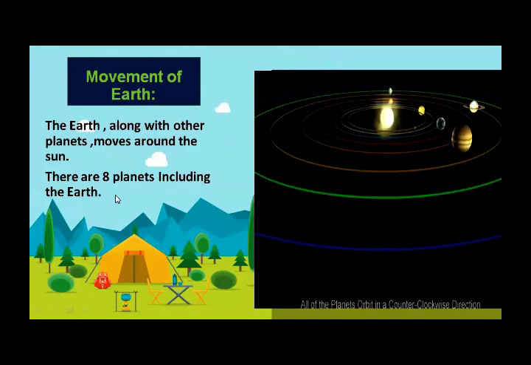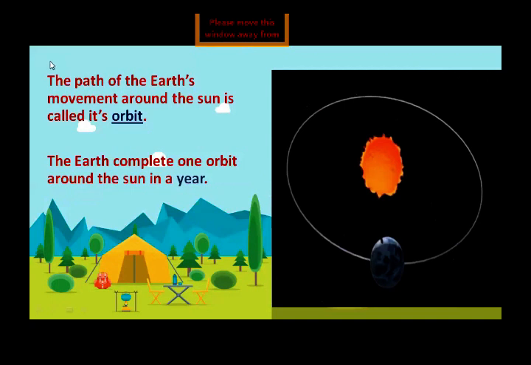Okay, beta, remember this point: there are a total of 8 planets. And the Earth, along with other planets, moves around the sun. This is the sun, and these are the other planets, and this is the Earth. The path of the Earth's movement around the sun is called its orbit. You can see here, beta, the yellow one is the sun, and the blue one is the Earth. Earth is moving, and this path of the Earth's movement around the sun is called orbit.